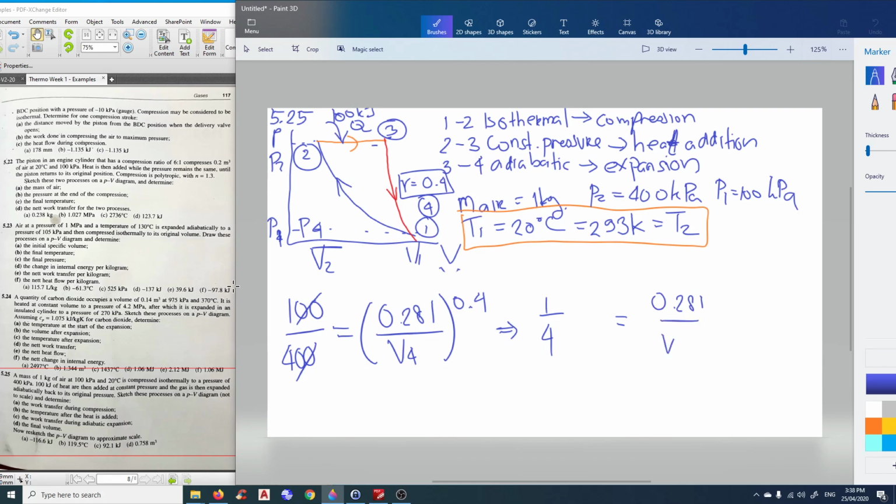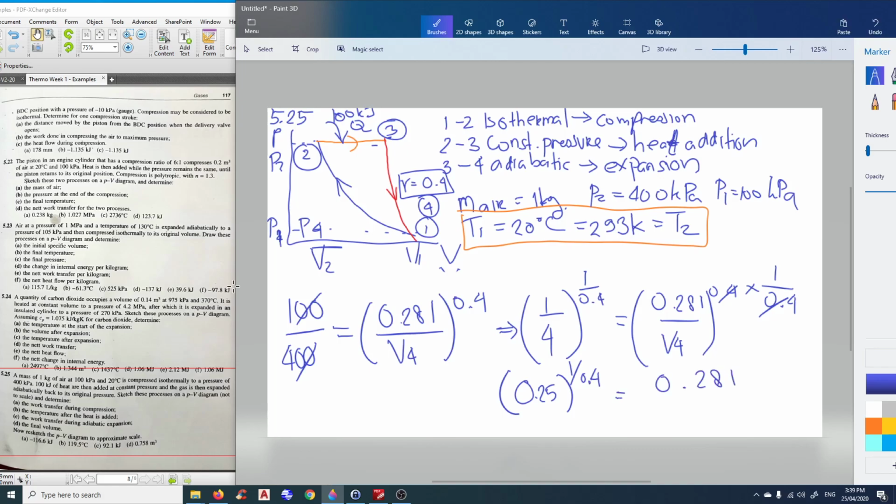0.281 over V4. Because this is to the power 0.4, I'll just multiply this by 1 divided by 0.4. So that and that cancel, become 1. But you have to do the same thing, so you have to do to the power 1 over 0.4 on the other side. So this becomes 0.25 to the power 1 over 0.4, which you can solve on your calculator, and this is 0.281 over V4 without any power, right? So 1 divided by 0.4 is 2.5.